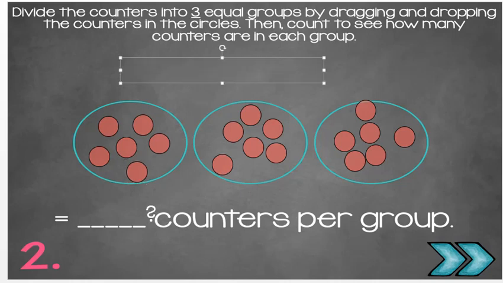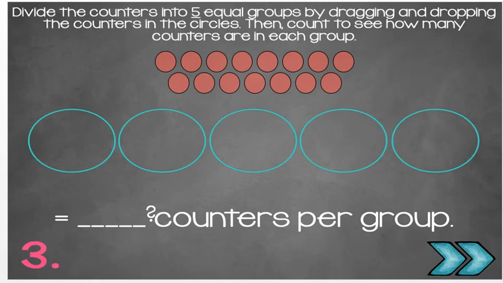So remember we had 18 to start with. So 18 divided by our 3 equal groups equals how many in each? 1, 2, 3, 4, 5, 6. 1, 2, 3, 4, 5, 6. So each group has 6. So that means that there are 6 counters per group.